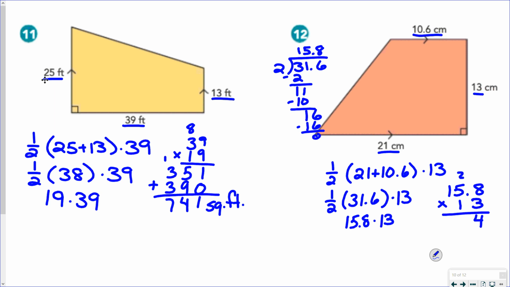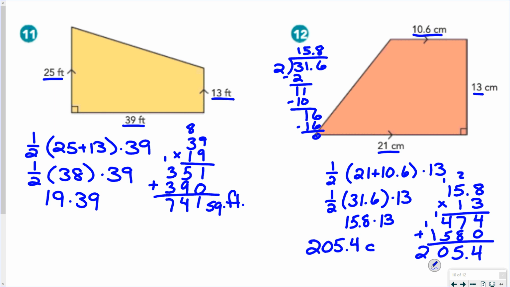Add those together. And we need 1-digit decimal point. So 205.4 square centimeters.